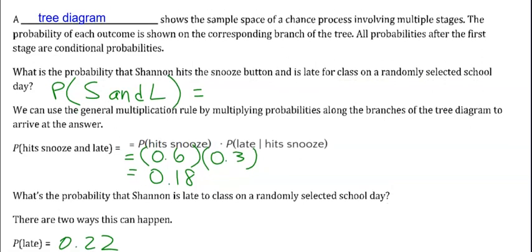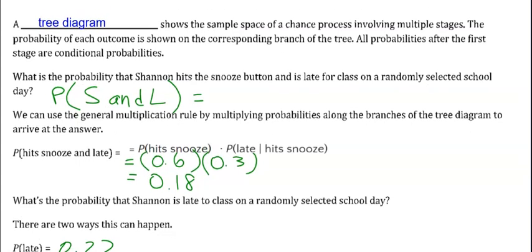So we use the tree diagram to show the sample space. So let's take a look at finding the probability of Shannon hitting snooze and being late for class. So we know, given our general multiplication rule, that the probability that she hits snooze and is late is equal to the probability that she hits snooze times the probability that she's late given she hits snooze. So if you look back at your tree, you're just following the branch for hitting snooze and late. So you're going to multiply the 0.6 times the 0.3 to get 0.18.